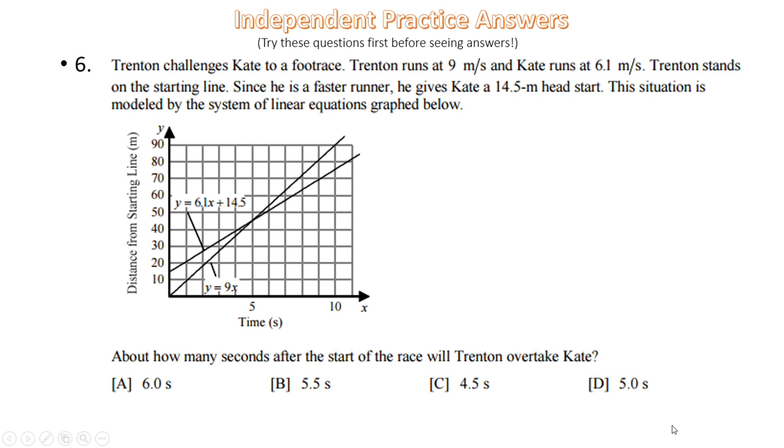Okay, last question for today. Again, we might be tempted to put these into our y equals key, but we're looking for how many seconds where the intersection is. Seconds is on the x-axis. So looking where they cross, that would hit at 5 seconds. Now, if you were to type this into your y equals key, you would see the answer. So you can double check it that way.